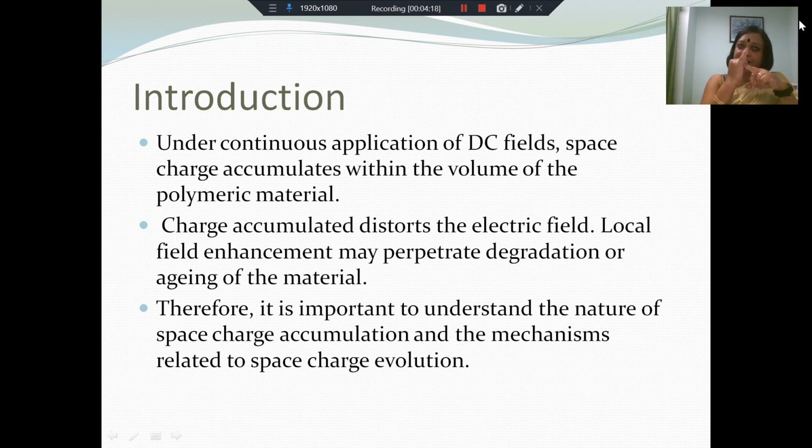So one is that space charge can be the reason for aging. The space charge can also be an indication of the age of the material. Let us see what I mean by that in the subsequent slides.